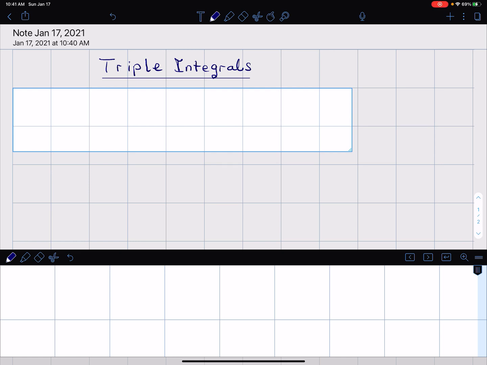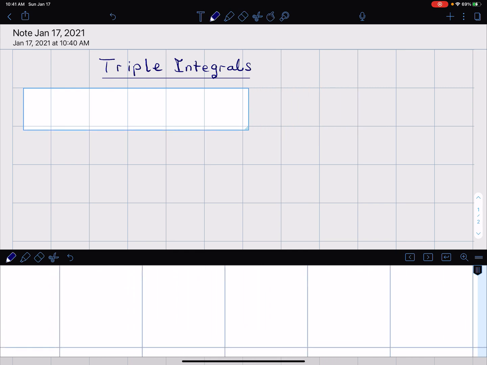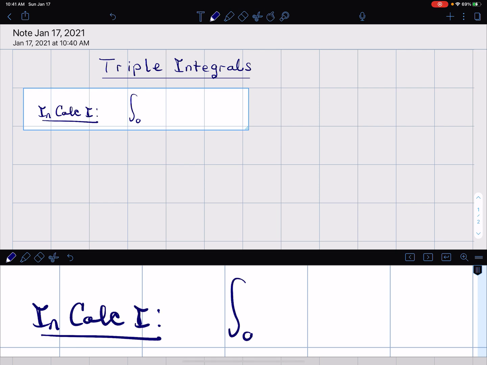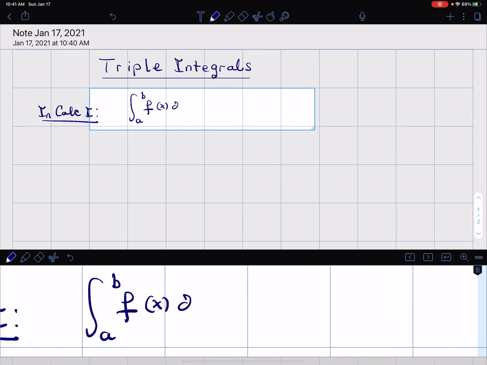When you learned integrals in Calc 1, you looked at the integral from one point to another, like a definite integral. So in Calc 1, you had this integral from a to b of, say, f of x dx.